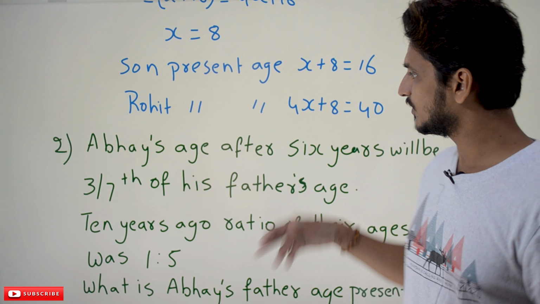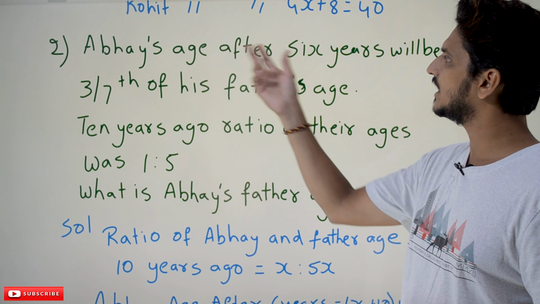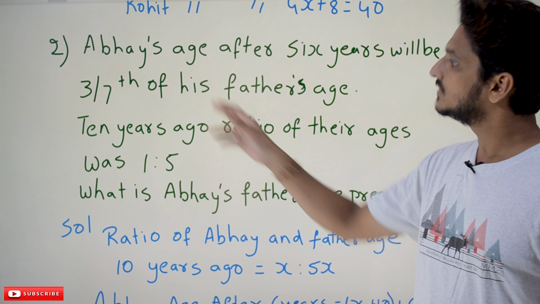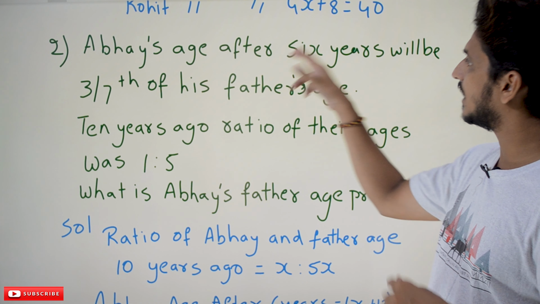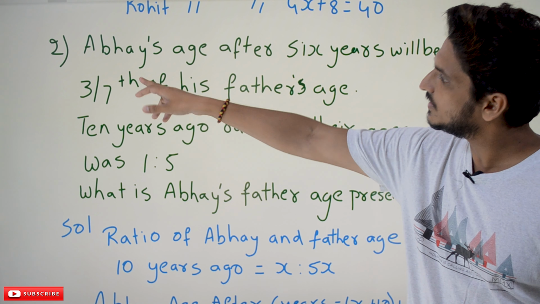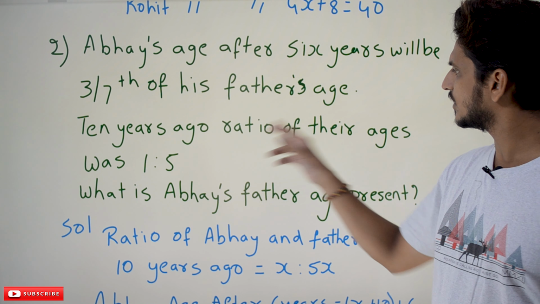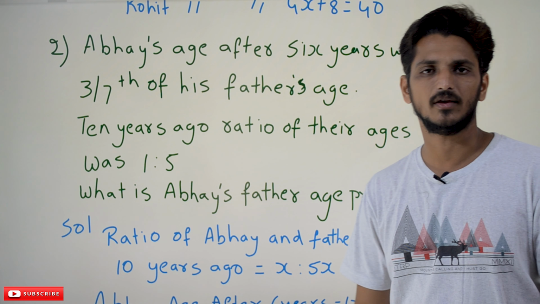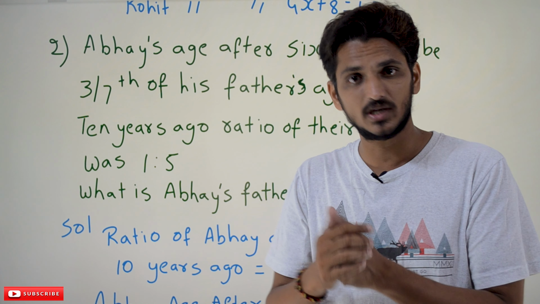Coming to the next example, we will do one more example. This example belongs to ratio values. Abhay's age after 6 years will be 3/7 of his father's age. After 6 years, Abhay's age will be 3/7 of his father's age. 10 years ago, the ratio of their ages was 1:5. So it was given that 10 years ago, the ratio of their ages is 1:5.